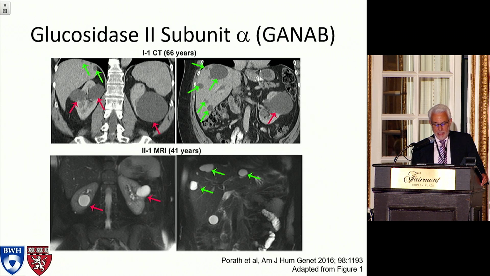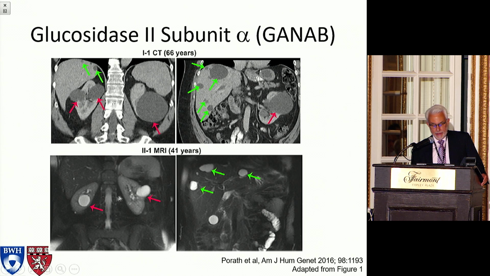This is a slide of several kidneys in an individual with the GANAB mutation, which is related to the glucosidase 2 subunit alpha. And this is a CAT scan. And again, you see these funny-looking kidneys, a lot of normal parenchyma, and a few large cysts. And in the left kidney, you see a very large cyst, and there's a few small cysts in the liver in this individual. And this is just a different section of the same patient, showing more liver cysts and very large cysts in the right kidney.